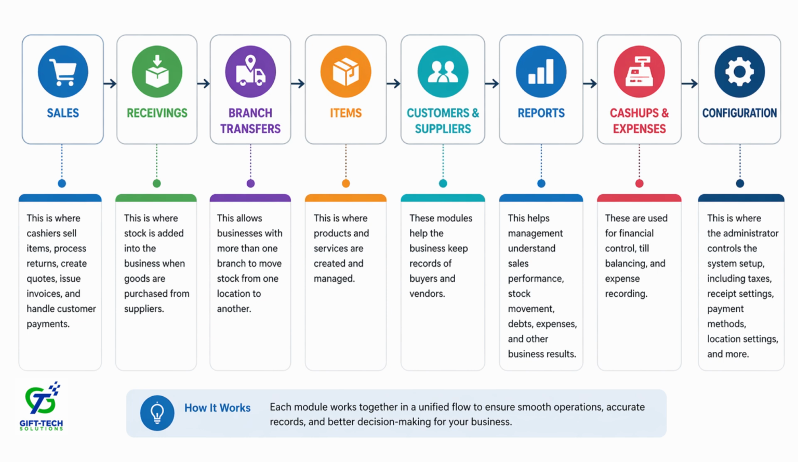We also have the items section. This is where products and services are created and managed. We also have the customer and supplier sections. These modules help the business keep records of buyers and vendors. And also the reports side. This helps management understand sales performance, stock movement, debts, expenses, and other business results. We also have cash up and expenses. These are used for financial control, till balancing, and expense recording.